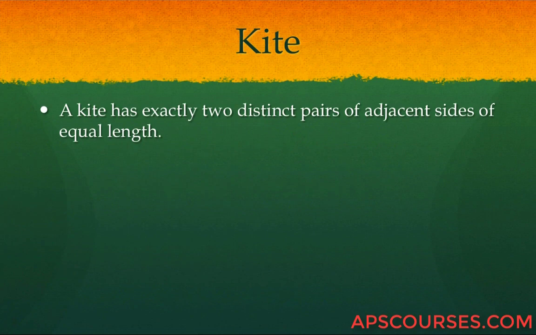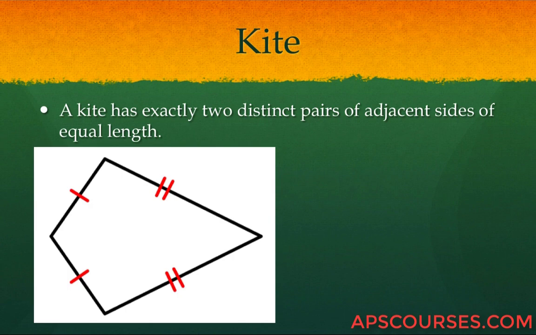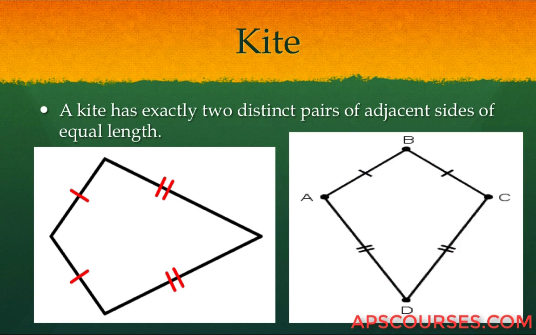Kite. In a kite, the two distinct pairs of adjacent sides are equal. In this figure, the adjacent sides are both equal. In kite ABCD, AB is equal to BC and AD is equal to CD. So it is a kite.